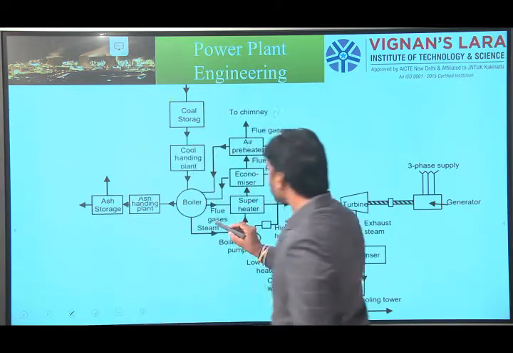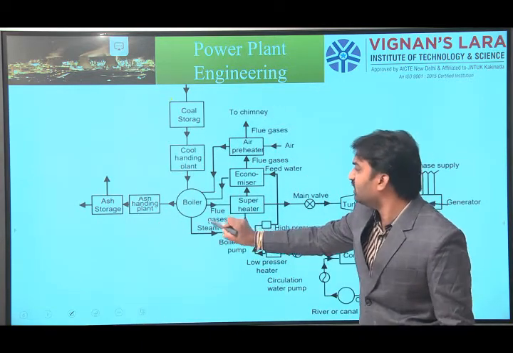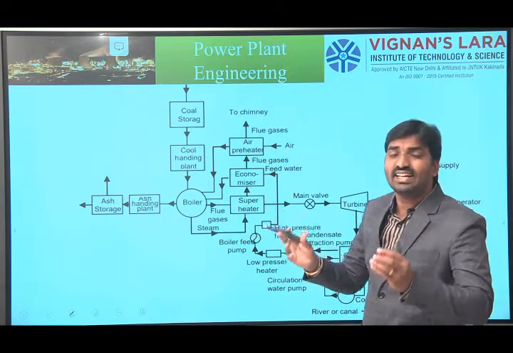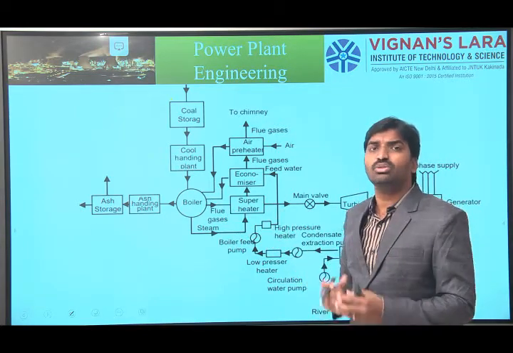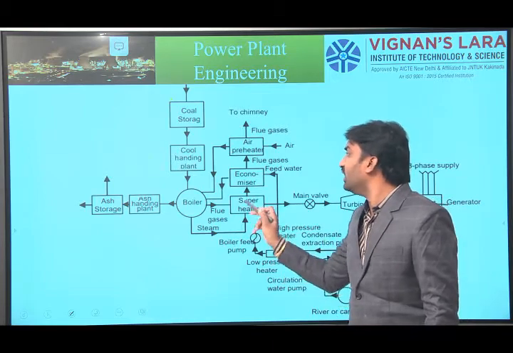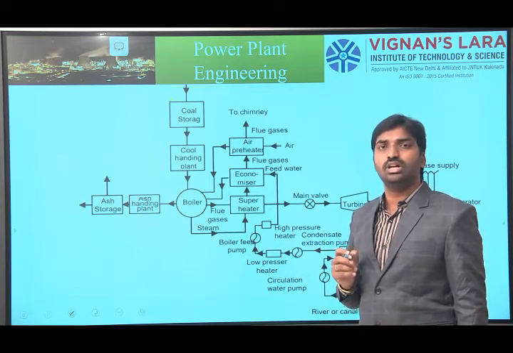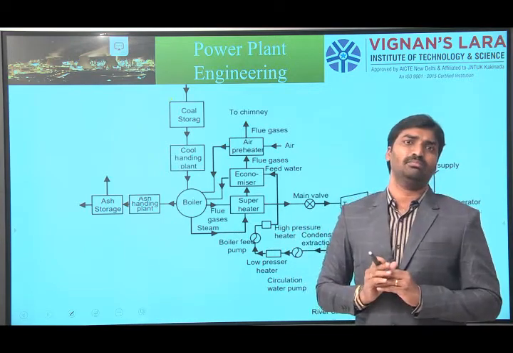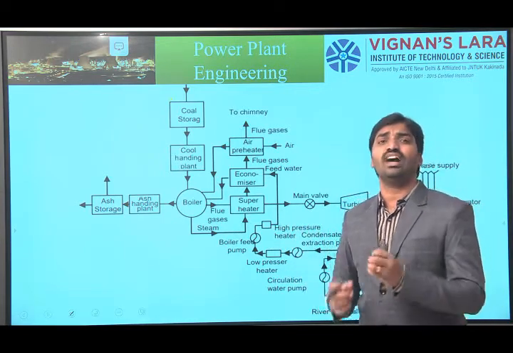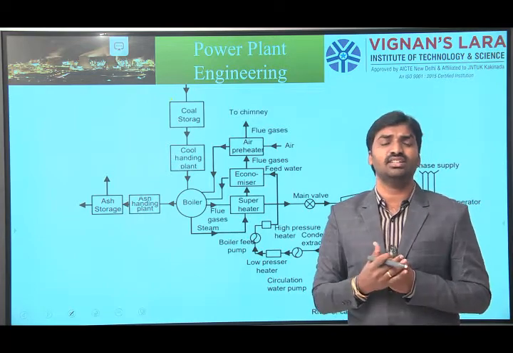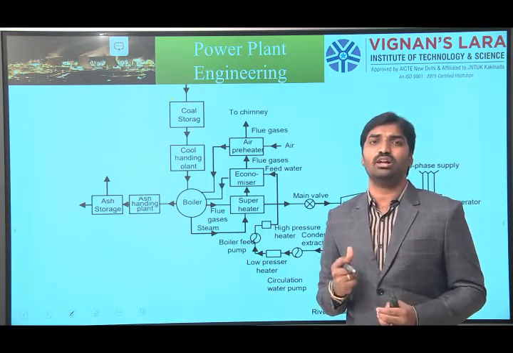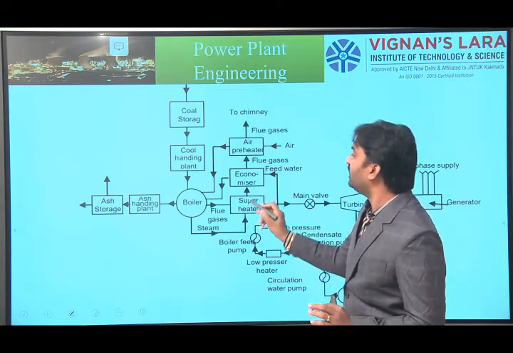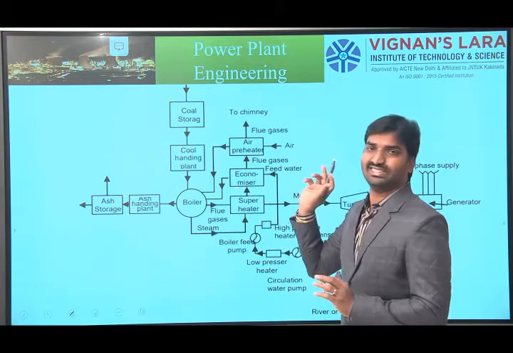See here, these are the flue gases. What can I do with the flue gases? They also have some heat energy, and that heat energy we can utilize for the superheater process. After some amount of heat energy is consumed at the superheater, I am still not happy, because it has some more heat energy being lost. So I would like to utilize that energy also. How can I utilize that heat energy? By using an economizer.